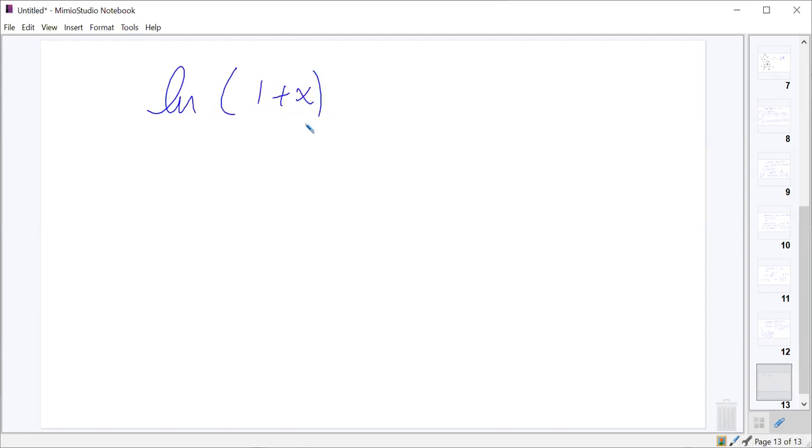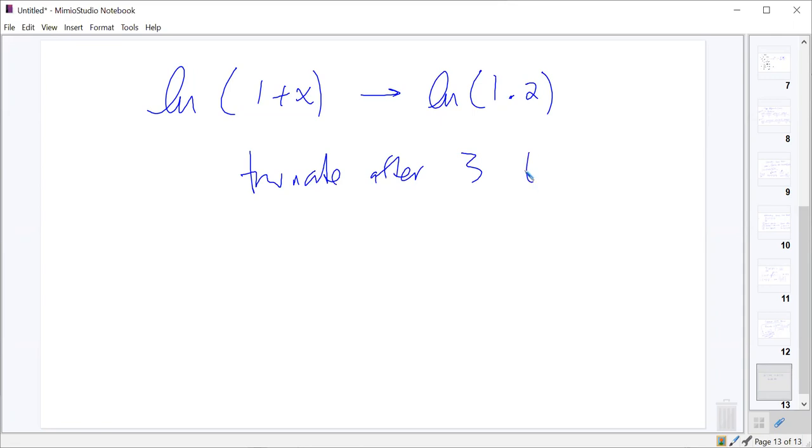That's pretty straightforward. We're using the function natural log of 1 plus x, and we want to find the natural log of 1.2, and we are trying to find the bound on the error using Lagrange error bound. Let's truncate after 3 terms. So the question is: what's the error using the Lagrange error bound if you truncate the series for natural log of 1 plus x used to evaluate natural log of 1.2 after 3 terms?